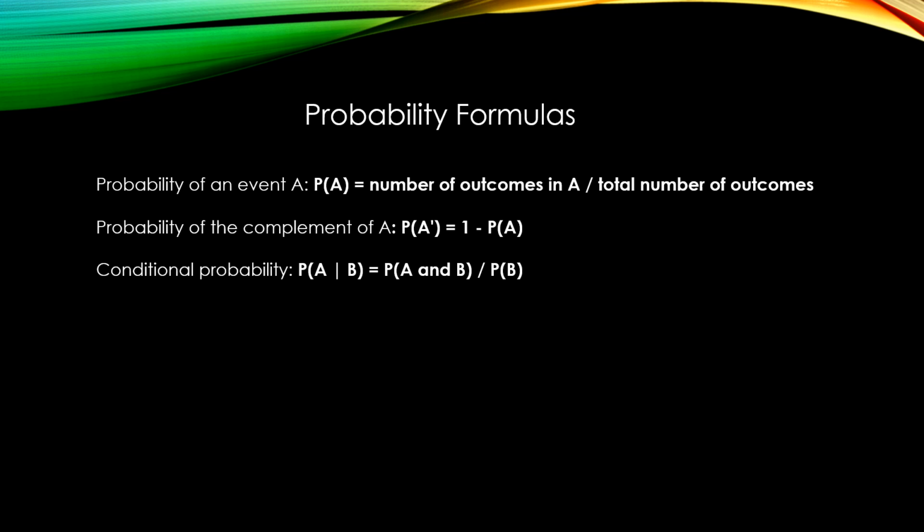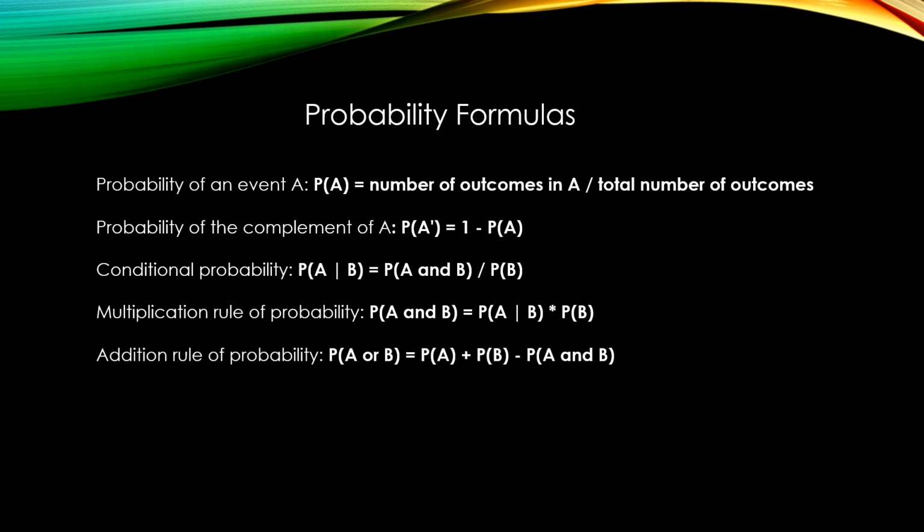And usually finding out these probabilities, there may be some idea of these percentages that you will be using depending on your data set here. So multiplication rule of probability, and this is going to be the probability of A and B is equal to the probability of A given B times B. Cool. Addition rule of probability: the probability of A or B is equal to the probability of A plus the probability of B minus the probability of A and B.